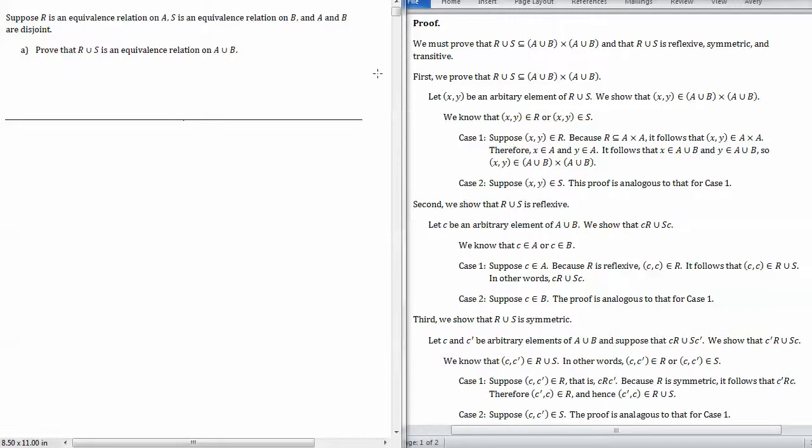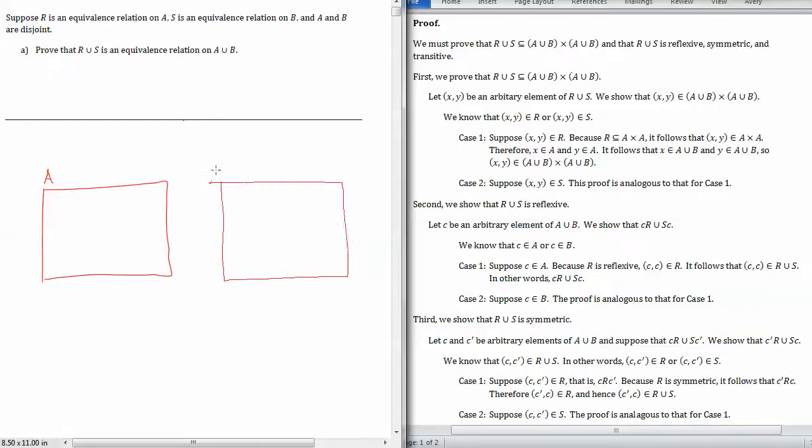Okay. So what does this look like? Well, we have our two disjoint sets, A over here and B over here. And we have a relation R on this set, which is basically a bunch of arrows among elements of A, and a relation S on this set. We're looking at the union of these two sets and also the union of the relations. So basically we're taking all the arrows on both sides and throwing them together into a big relation.